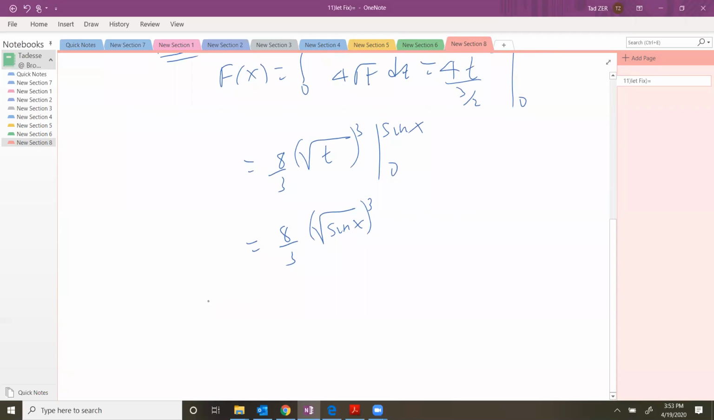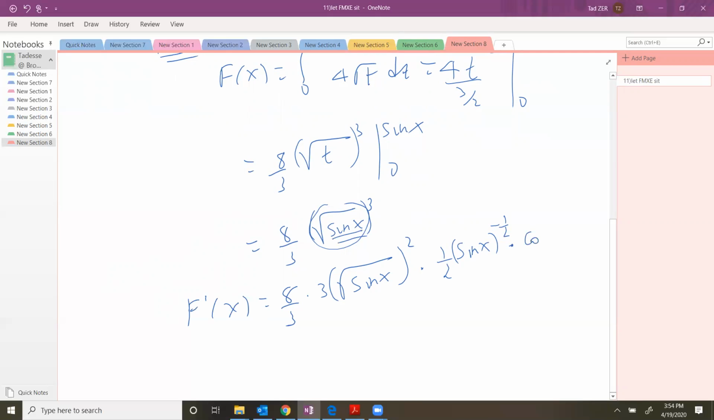Now let's find the derivative. What is the derivative? 8 over 3 is a constant. What is the derivative of this? It will be 3 times the square root of sine x squared, times the derivative of the radical. The derivative of the radical will be one half, sine x to the power of one half minus 1, negative one half, times the derivative of the inside, which is cos x. So be careful here. I have 3 functions. The outer is x cubed, the inner is the radical, then I have another one, which is sine of x.